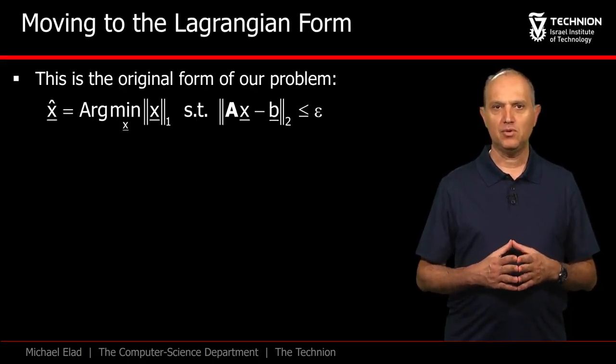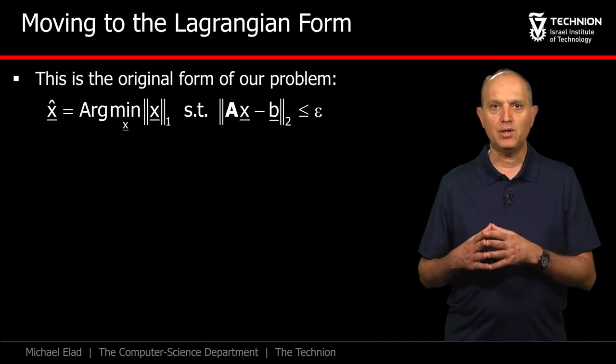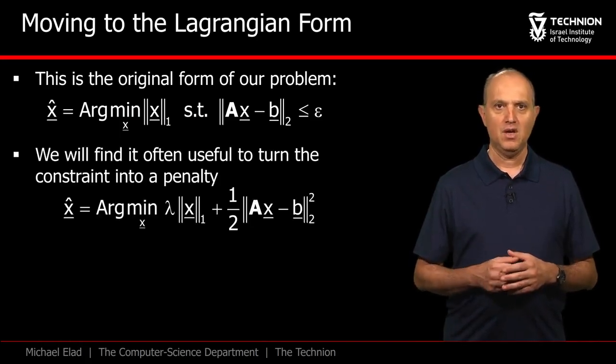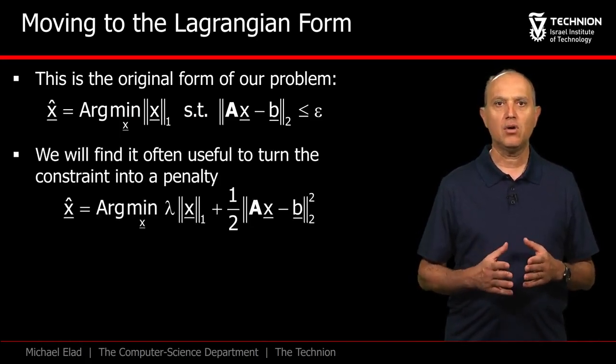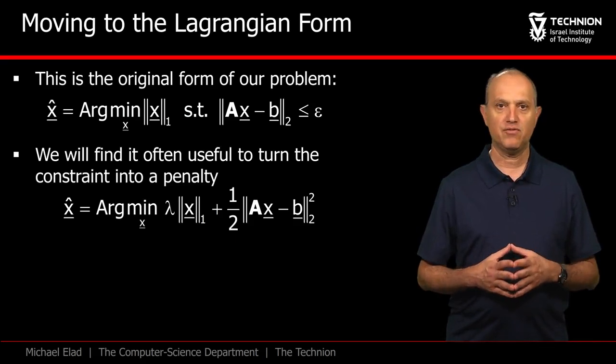This is the basis pursuit goal, finding the shortest vector x in L1 norm such that Ax is up to epsilon away from b. In many circumstances, we will find it more convenient to replace the constraint by a penalty, getting what we refer to as the Lagrangian form.